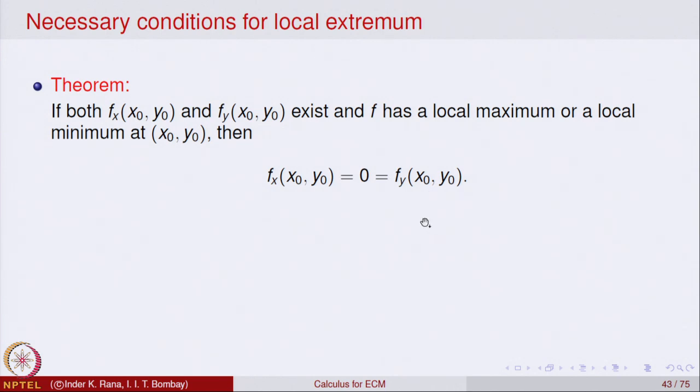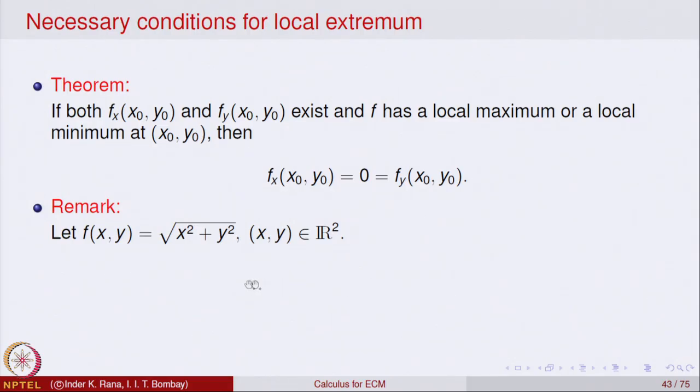So, what we are saying is, if a point (x₀, y₀) is a point of local maximum or a local minimum for the function and the partial derivatives exist at that point, then they must be equal to 0, which is perfectly similar to the function of one variable. If a local maximum or a local minimum for a function of one variable exists and if the function is differentiable, then the derivative must be equal to 0. So, that is a necessary condition that we get for a function of two variables to be a point of local maximum or local minimum.